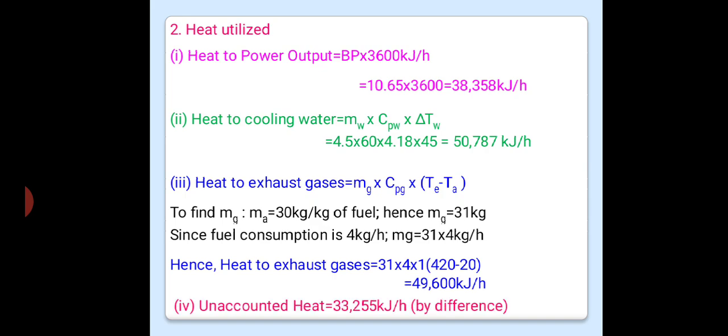Now last we have to calculate unaccounted heat losses. For calculating unaccounted heat losses, we have to add first, second, third. First is the heat to power output, second heat to cooling water, third heat to exhaust gases. After adding these three, we have to subtract the value from the heat supplied. So we got the heat unaccounted, which is 33,255 kilojoule per hour.